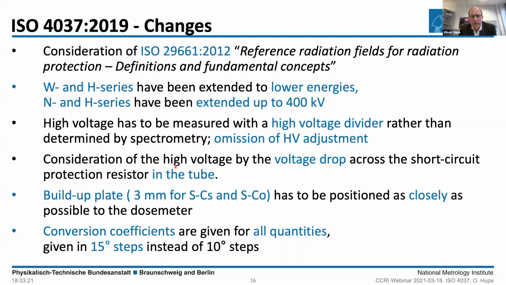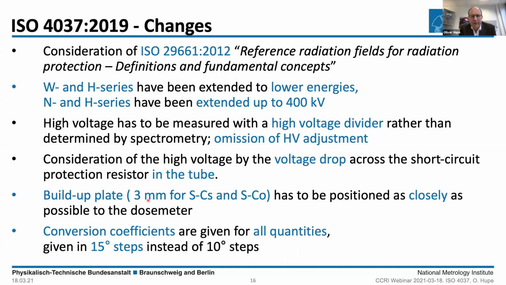What also has to be taken into account is that some X-ray tubes have a protective resistor, and it's in line with the tube. That means with increasing tube current, there will be a voltage drop on this protective resistor. That means that the high voltage at the tube is lower than expected, also changing the spectra. So we have to take care about this.